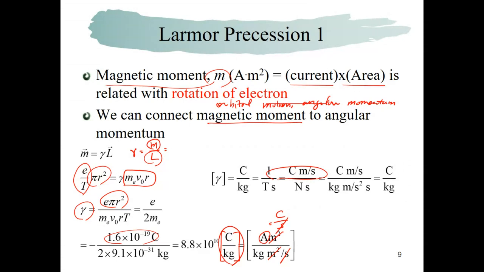So let's start again here. The unit of gamma starts from the kilogram per coulomb per kilogram, and actually this is the more physically meaningful representation of the unit of gamma.